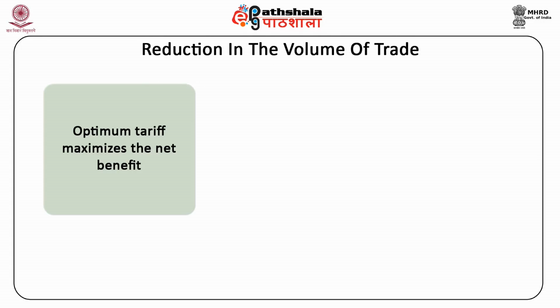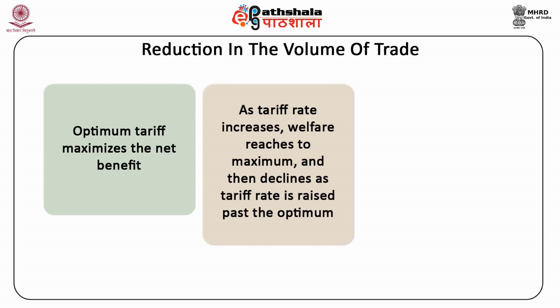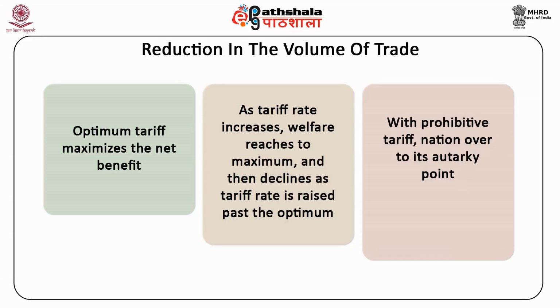As we have seen in the previous section, the optimum tariff is the one that maximizes the net benefit that results from an improvement in the nation's terms of trade against the negative effect resulting from a reduction in the volume of trade. That means starting from a free trade position, as the nation increases its tariff rate, its welfare increases up to a maximum, that is, the optimum tariff, and then declines as the tariff rate is raised past the optimum. With a high enough or prohibitive tariff, the nation will eventually be pushed back towards the autarky point.